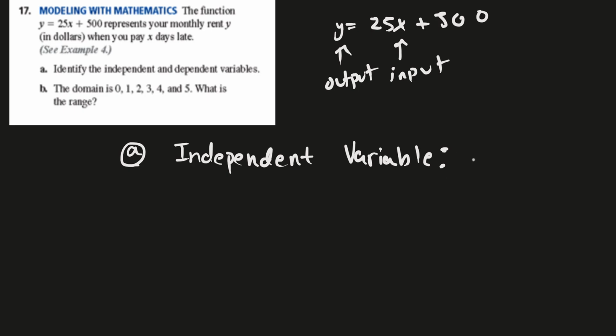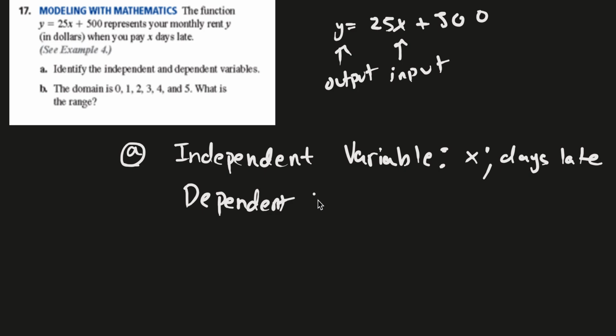So the independent variable is going to be x, which is, of course, the days you pay late. Days late, right? That's essentially your independent variable. And then your dependent variable is going to be, of course, as I said before, y, which is the monthly rent. Monthly rent.